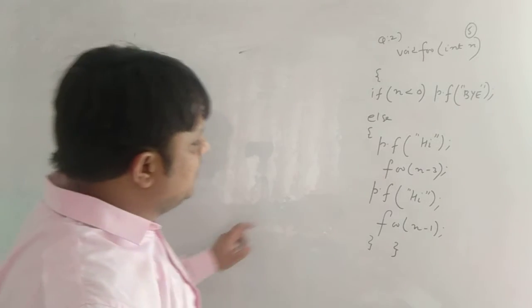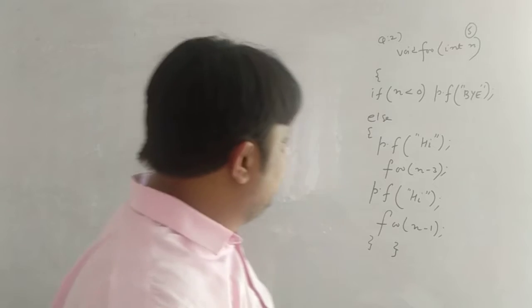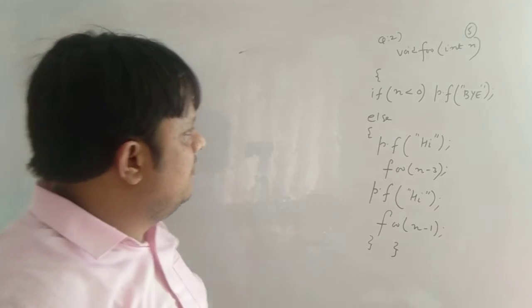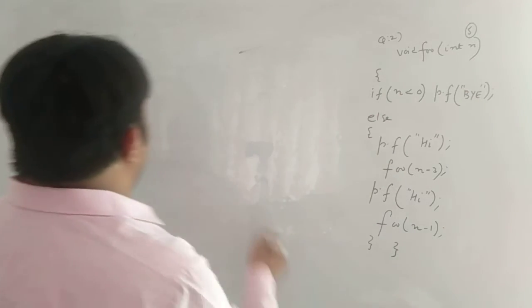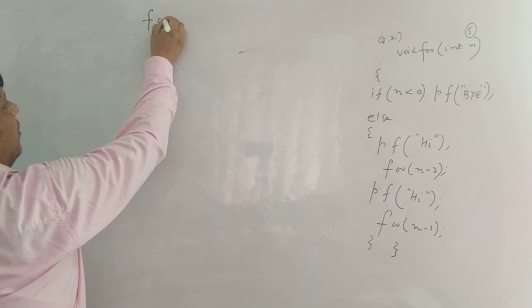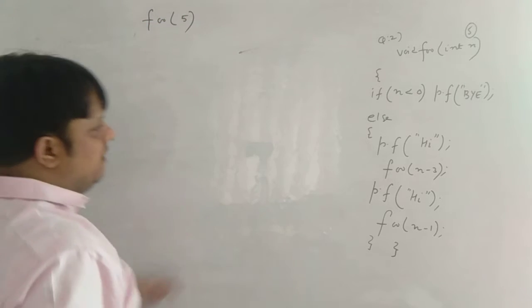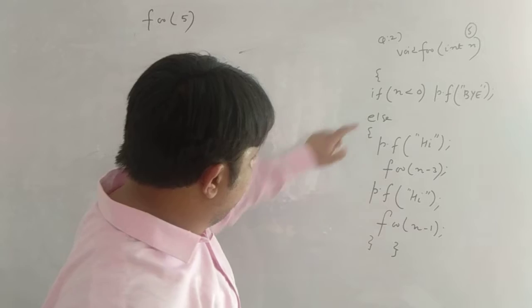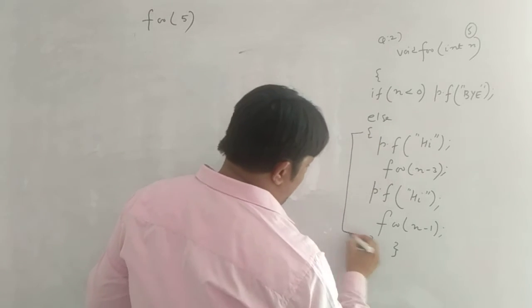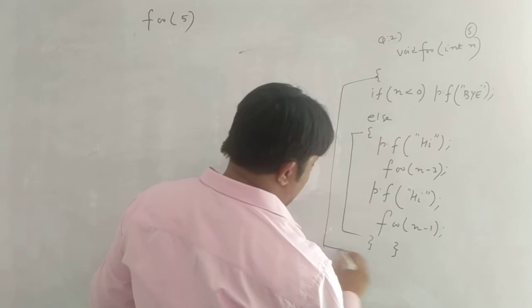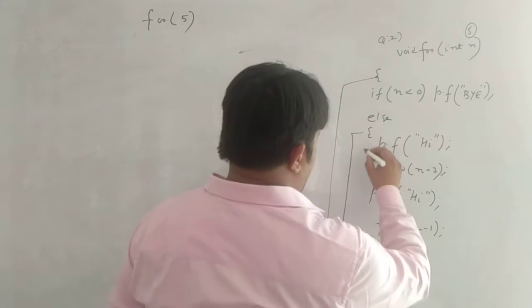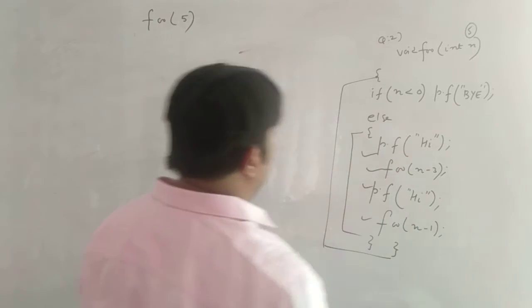Now you are calling this function with the value of n as 5, right? You are calling this function with the value of n as 5. So we are initially calling foo(5), right? So this condition is false, so we will go to the else part. See, the scope of else is from here to here, and the scope of this function is from here to here. So all these 4 statements are part of else, right?